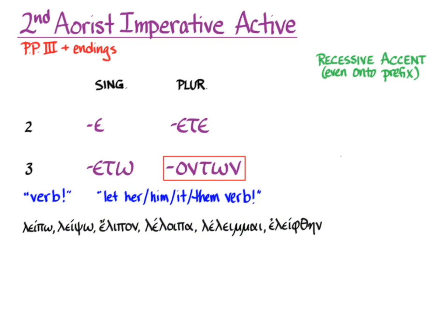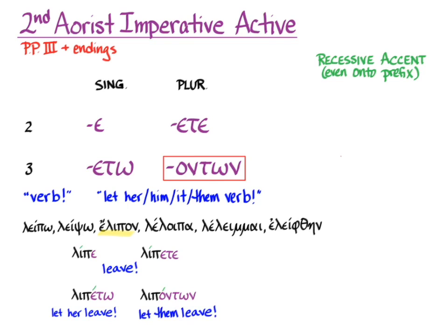And if we use our default paradigm verb for the second aorist, lepo, we will take that third principal part, take off the ending. We're not indicative, so we'll take off the augment. We will add our new endings, ete, eto, and ontone. We will give it recessive accent. And what we'll get is lipe, lipete to mean leave, and lipeto and lipontone to mean let her leave and let them leave. Very commanding.